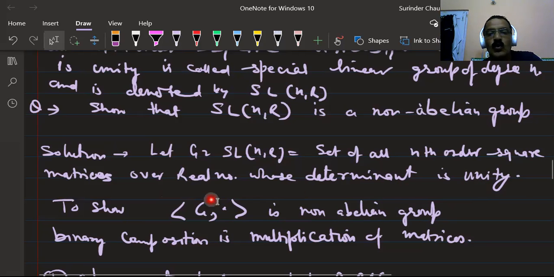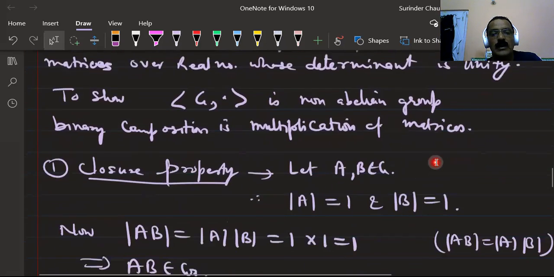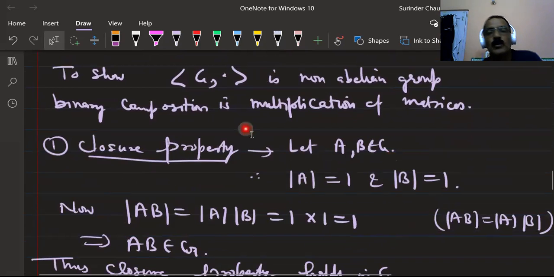Now I want to show what the composition here is. Composition again is usual multiplication of matrices. So we want to show that G with usual matrix multiplication is a non-abelian group. Similarly, first the closure property.